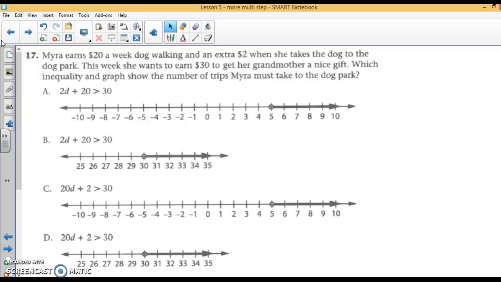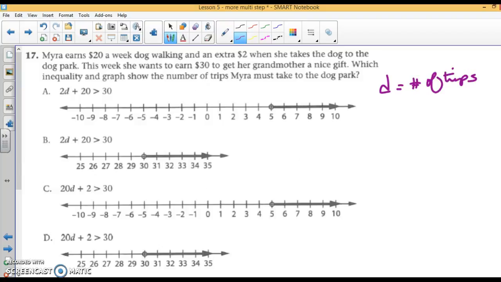All right, Myra earns $20 a week walking a dog and an extra $2 when she takes the dog to the dog park. This week, she wants to earn $30 to get her grandmother a gift. Which inequality and graph shows the number of trips Myra must take to the dog park? Well, I would write an equation or an inequality. So let's let D equal the number of trips.